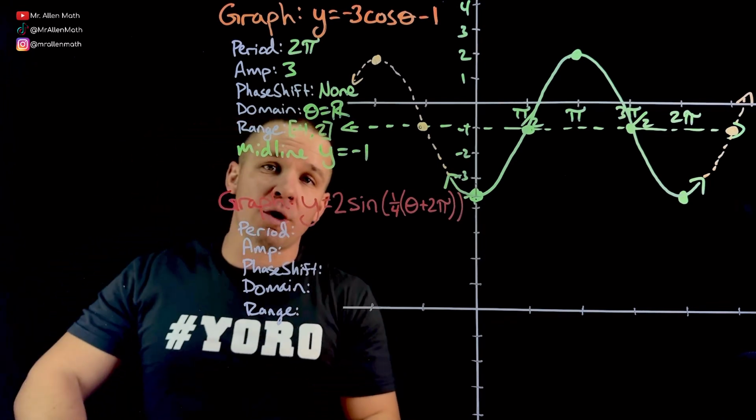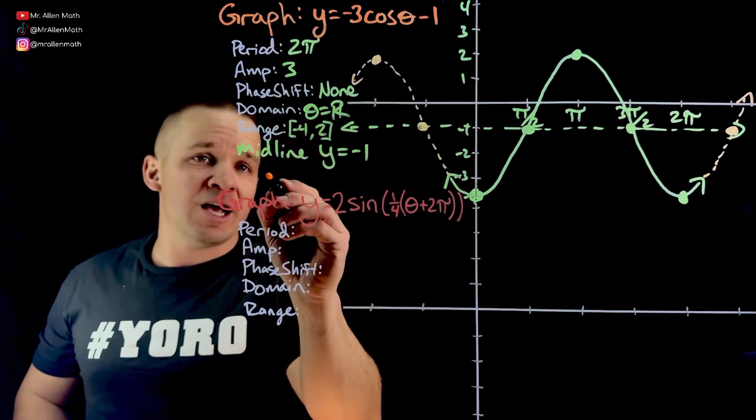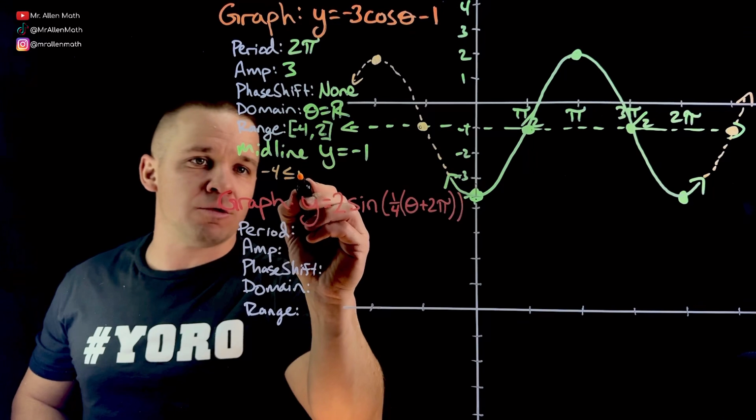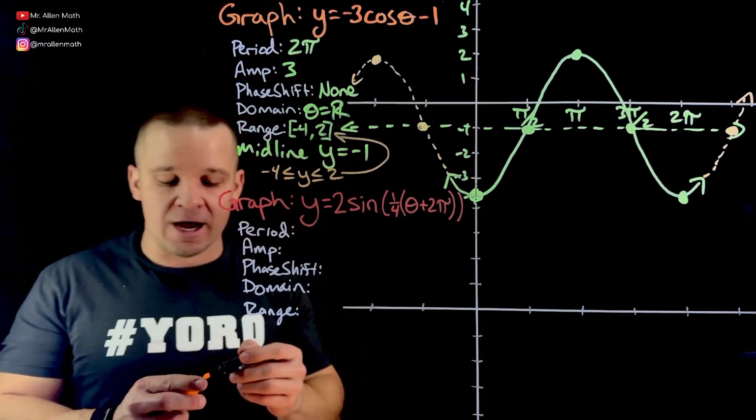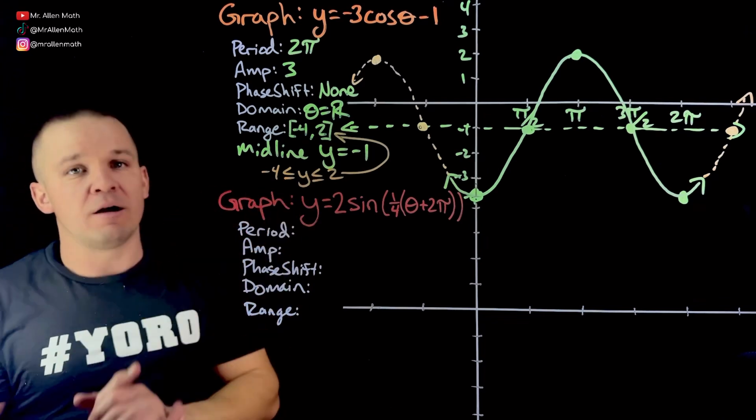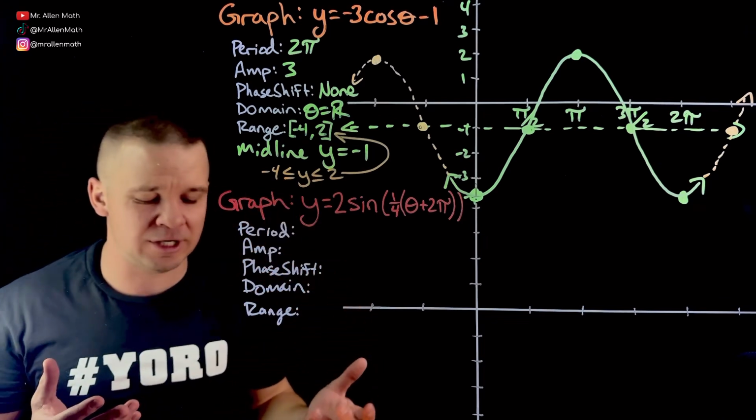You know what? I will go ahead and write that version for you as well. It would be -4 less than or equal to y less than or equal to 2. So this is the equivalent form from interval notation to our inequalities, or sometimes referred to as set builder notation.